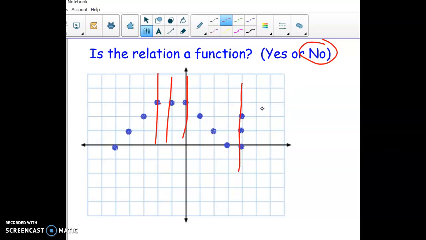Okay, and if I actually list some of these points, this one would be 4 and 2, this one would be 4 and 1, and this one would be 4 and 0. So if we do it the way we did the last question, we can see that the input 4 has multiple outputs, and so it is not a function, right? But the simplest way is just to draw vertical lines, and if it crosses more than once, it's not a function.